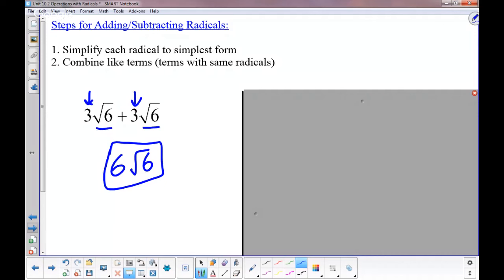The radical will not change. It's not the square root of 12. We're not adding the numbers inside. It's the square root of 6. It's like 3x plus 3x. If you did 3x plus 3x, you would get 6x. We're now just changing x to the square root of 6.